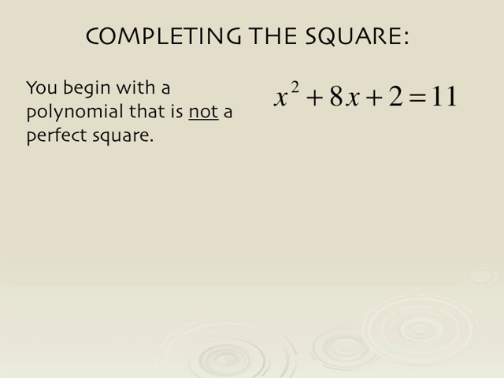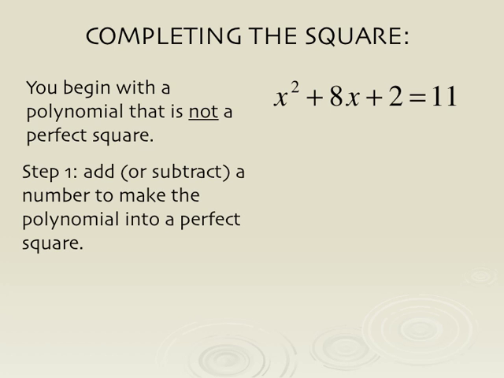Here are the steps to completing the square. We start off with a polynomial that is not a perfect square. An example is x squared plus 8x plus 2 equals 11. Then we're going to add or subtract a number to make the left-hand side, that polynomial in this case, into a perfect square. We don't need to worry about whether or not the right-hand side ends up as a perfect square.